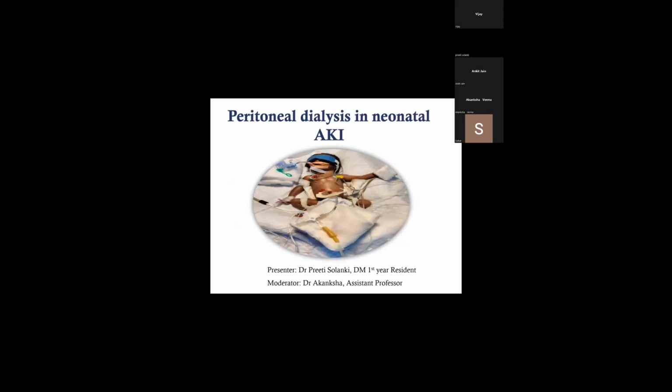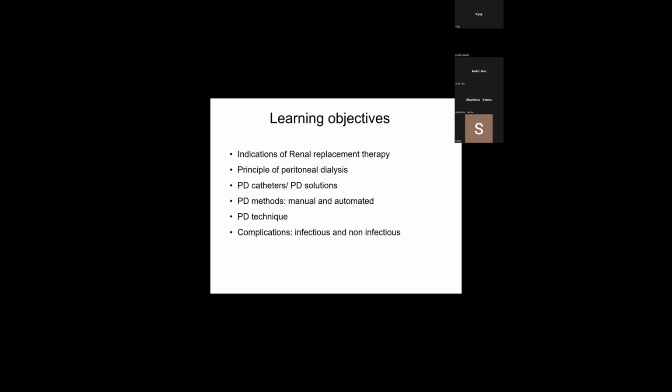I am taking the opportunity to give a presentation on peritoneal dialysis in neonatal acute kidney injury. So, the learning objectives for today's discussion are indications of renal replacement therapy, principle of peritoneal dialysis, PD catheters, PD solutions, PD methods, which are of two types, manual and automated, peritoneal dialysis technique, and complications associated with it, which may be infectious and non-infectious.